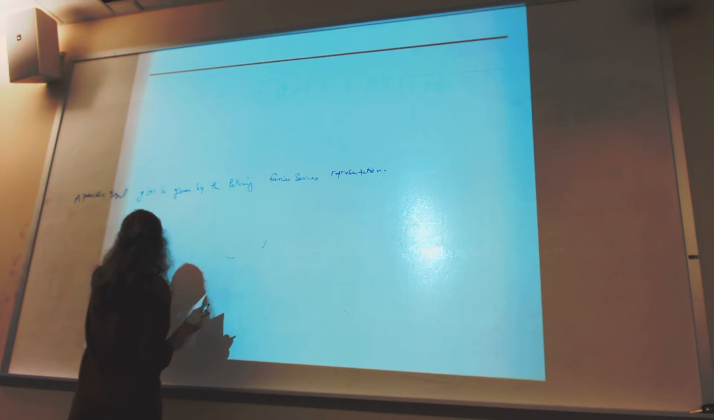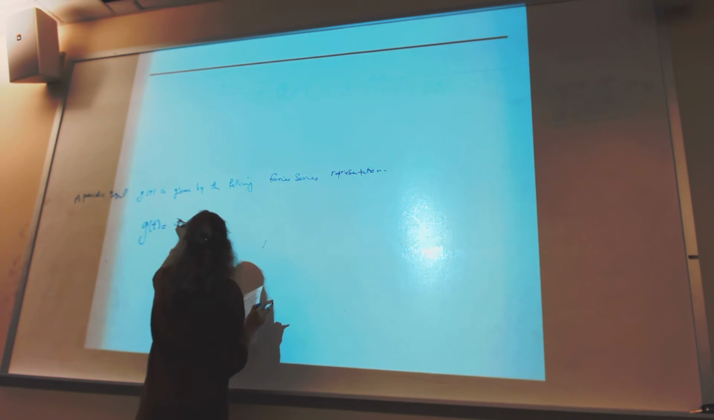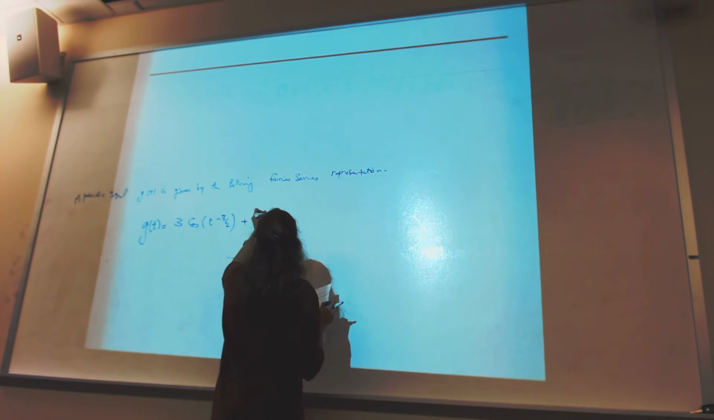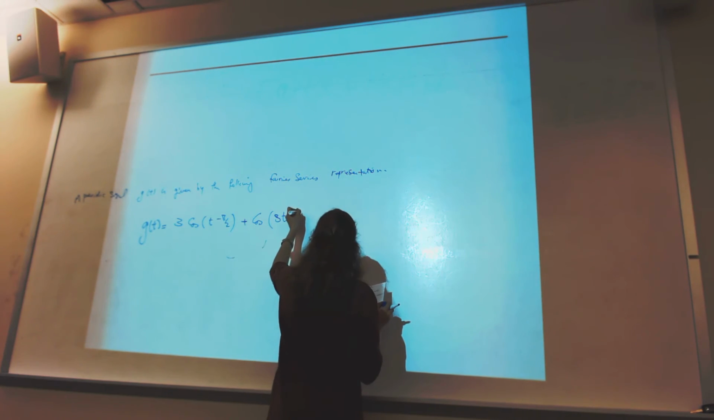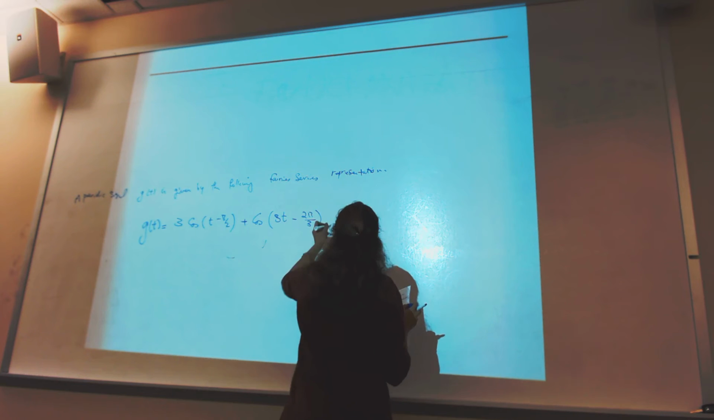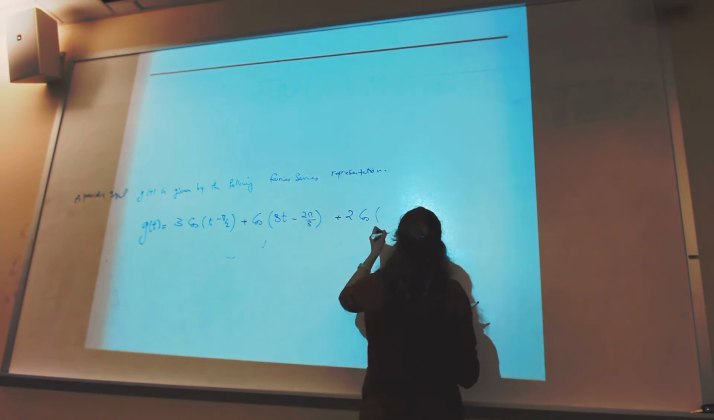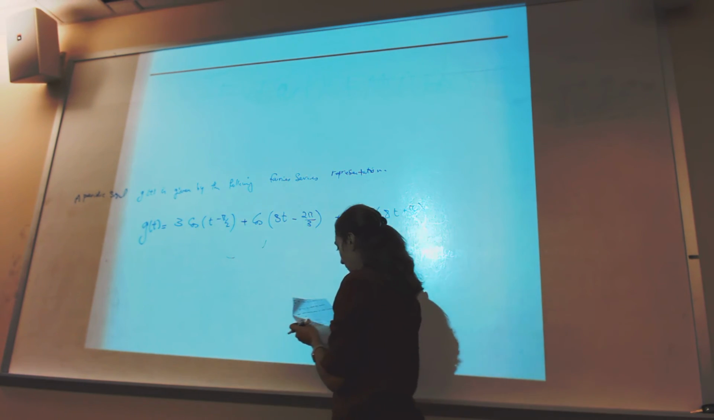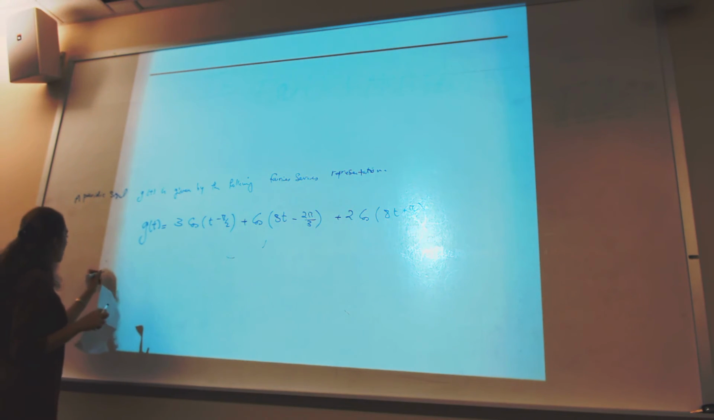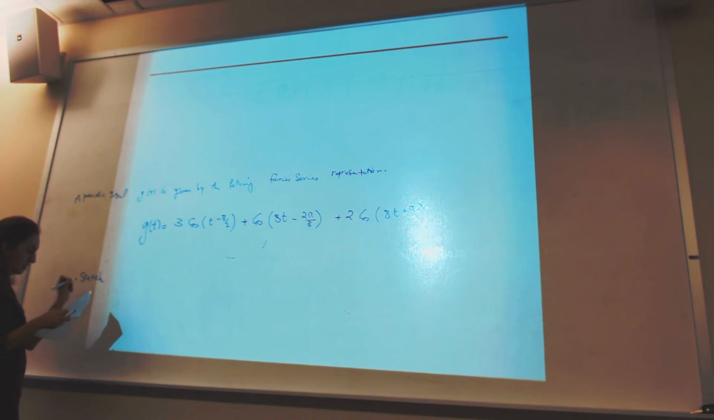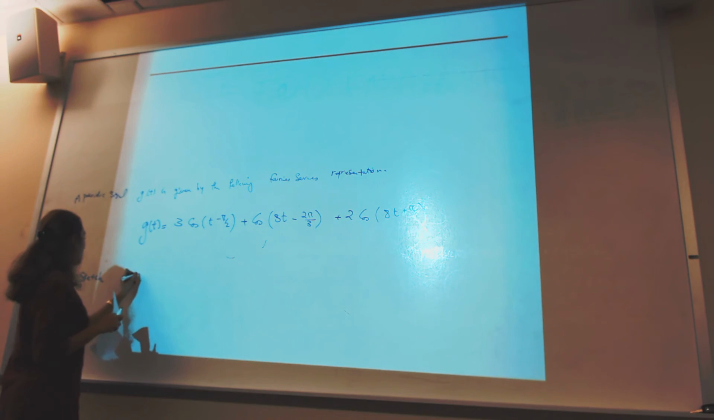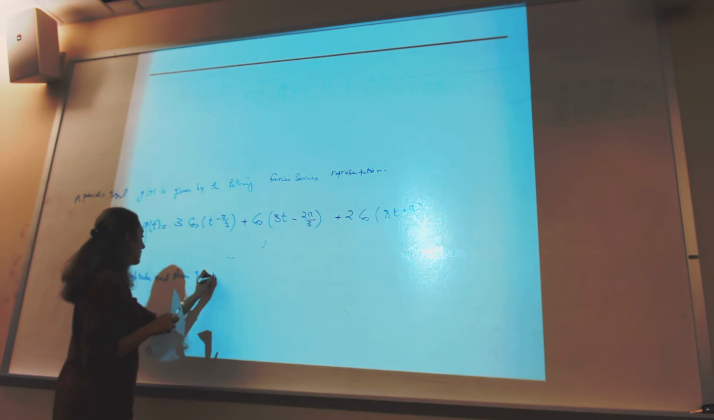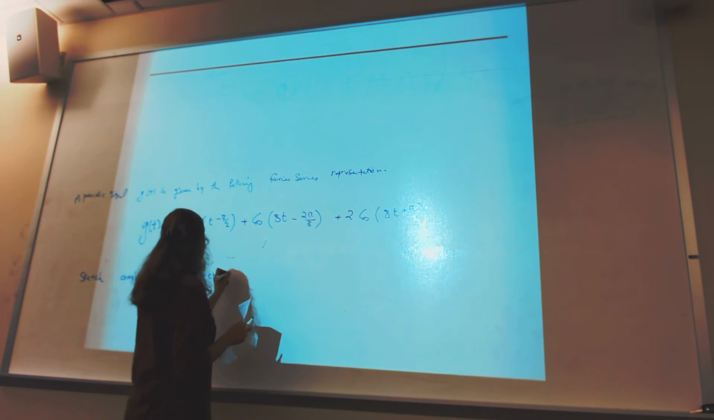g(t) is equal to 2 cosine of (t minus π/2) plus cosine of (2t minus π/2) plus cosine of... Okay, so sketch the amplitude and phase spectrum, C_n and θ_n.